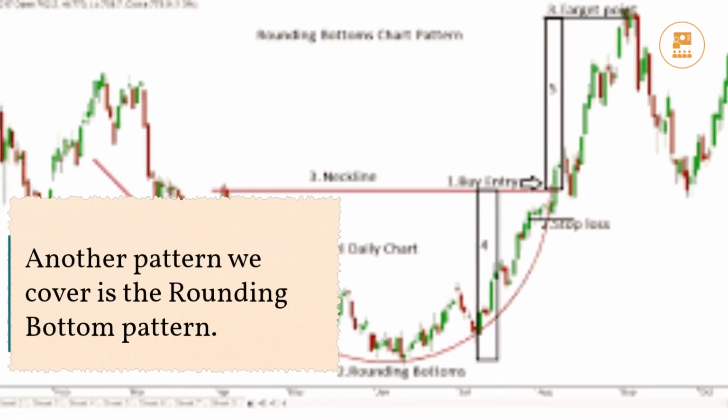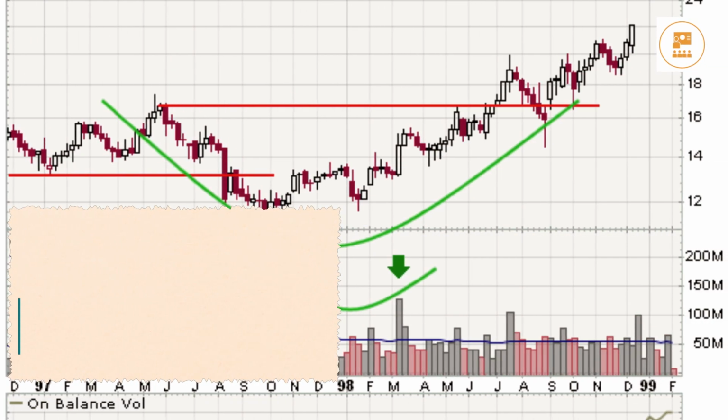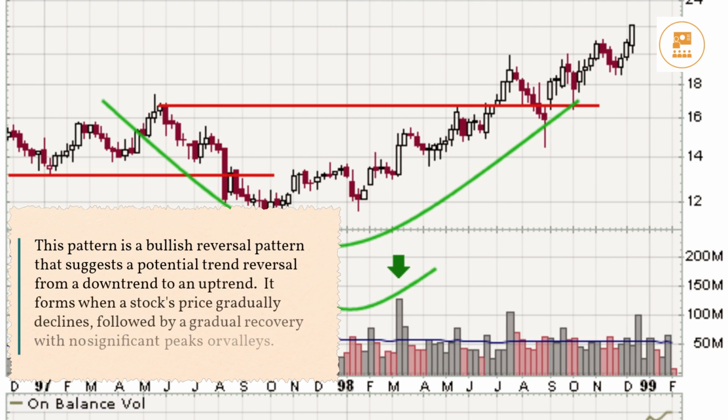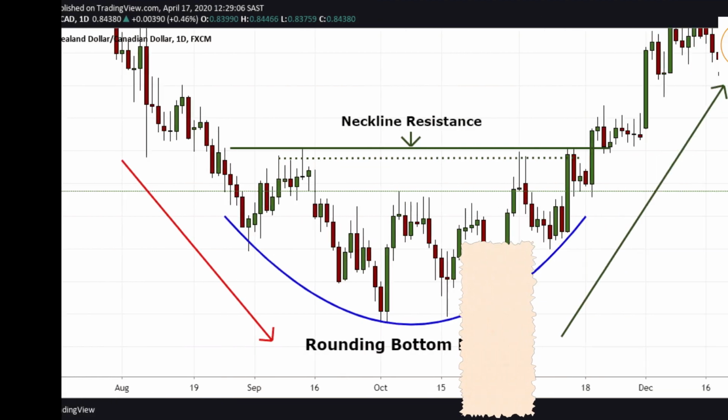Another pattern we cover is the rounding bottom pattern. This pattern is a bullish reversal pattern that suggests a potential trend reversal from a downtrend to an uptrend. It forms when a stock's price gradually declines, followed by a gradual recovery with no significant peaks or valleys.